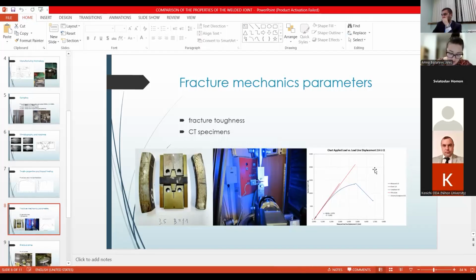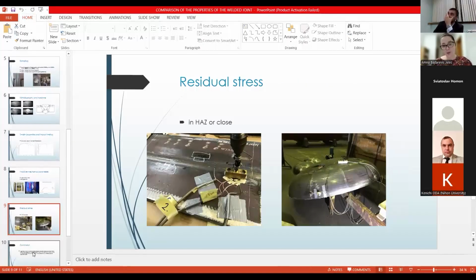This figure shows the procedure for testing the fracture behavior of the CT specimen with a CMOD extensometer, which is recorded as displacement V in the direction of force action, actually load line displacement. And we measured residual stress.